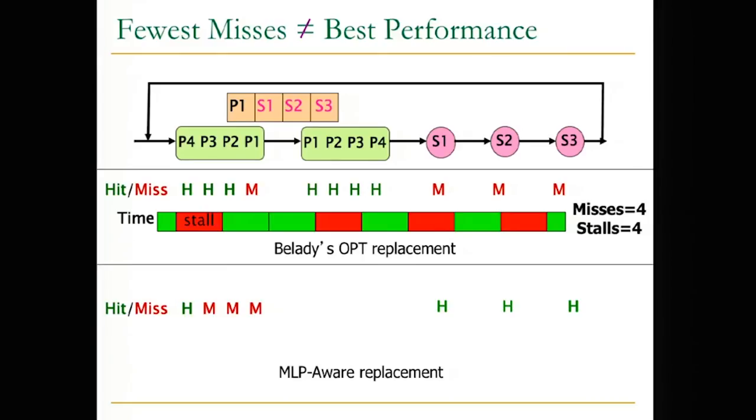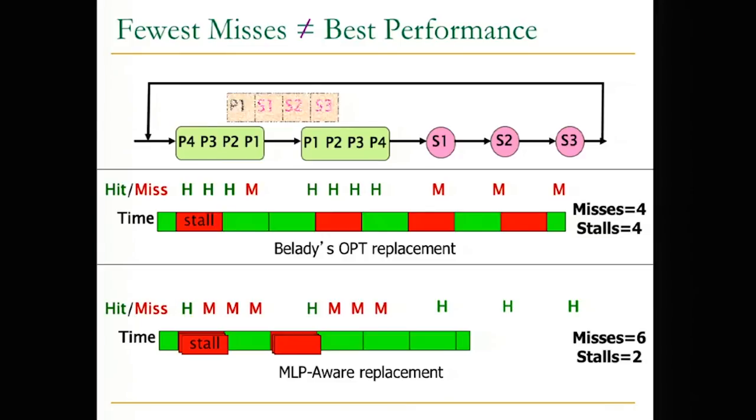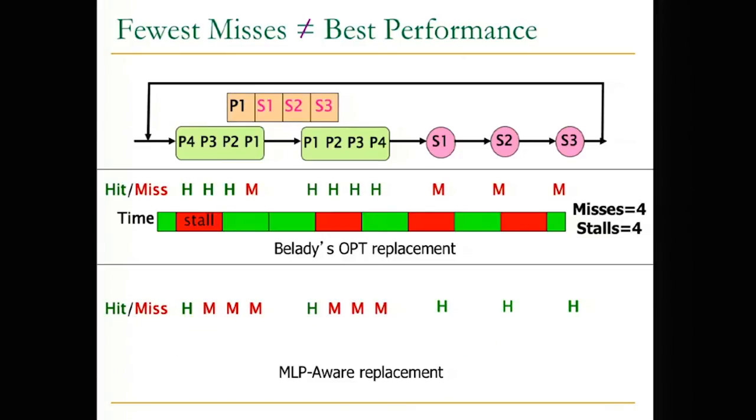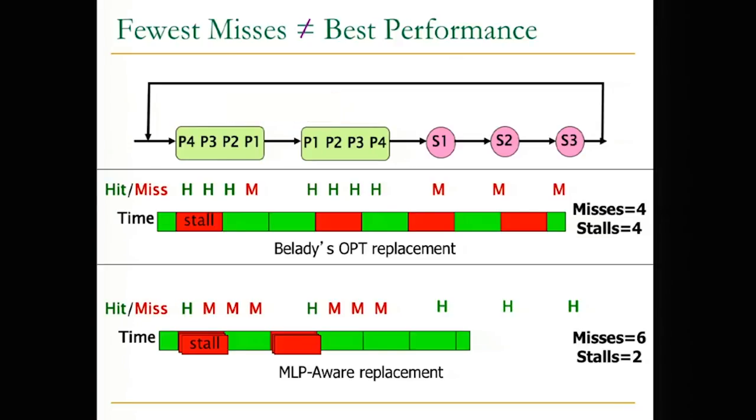Now you get misses on three of them. You started with P4 over here, that's a hit, but all of the other three are misses. At this point, again, you start with P1, that's a hit, but all of the three, P2, P3, P4, are misses, because you don't want to replace these costly blocks. Right. Costly meaning the processor stalls for that block only. Now let's take a look. Here we have six misses, worse than Belady's optimal, but stalls are only two, or two and a change.